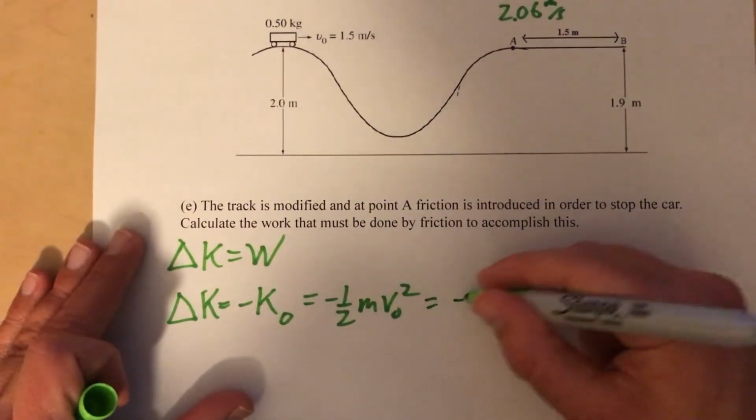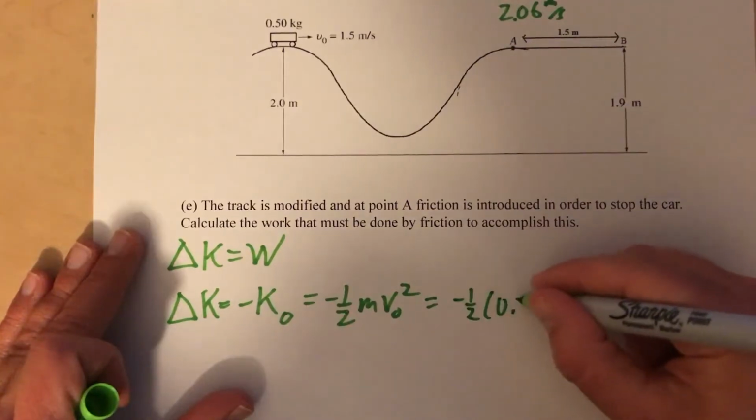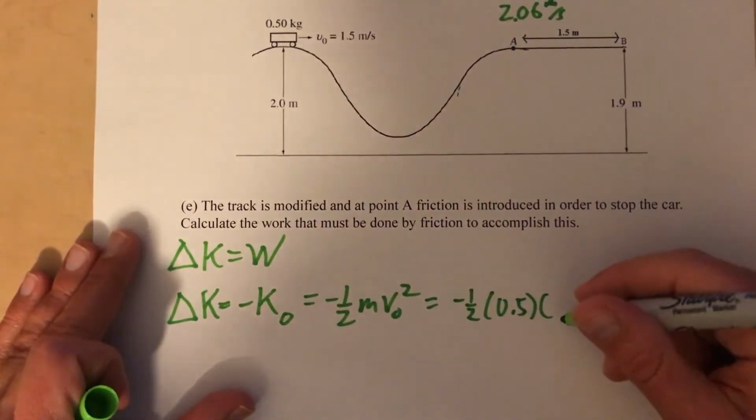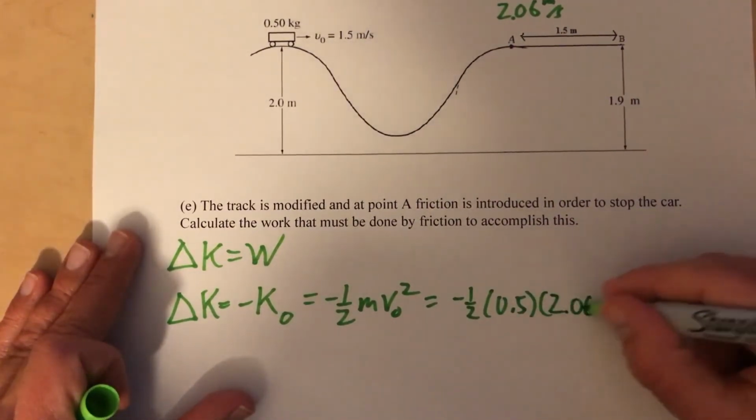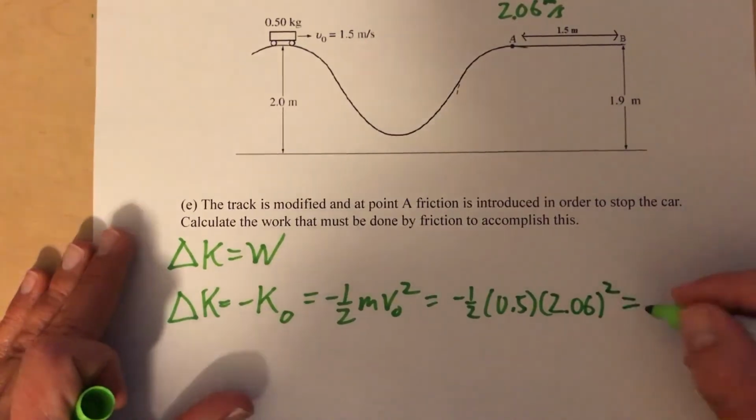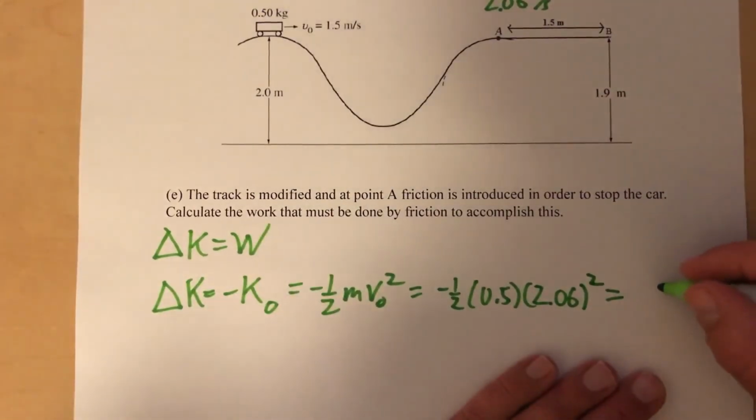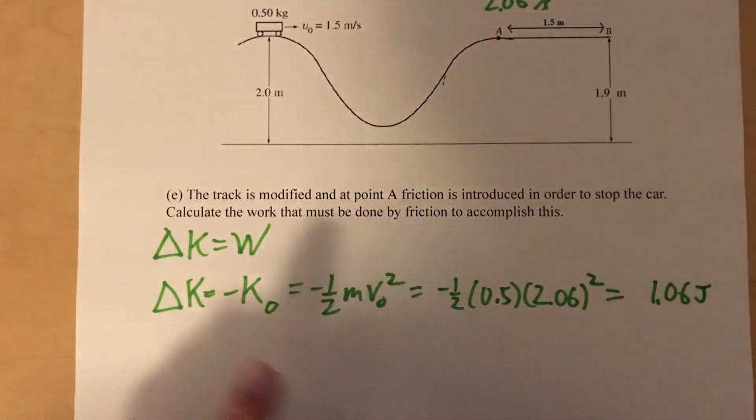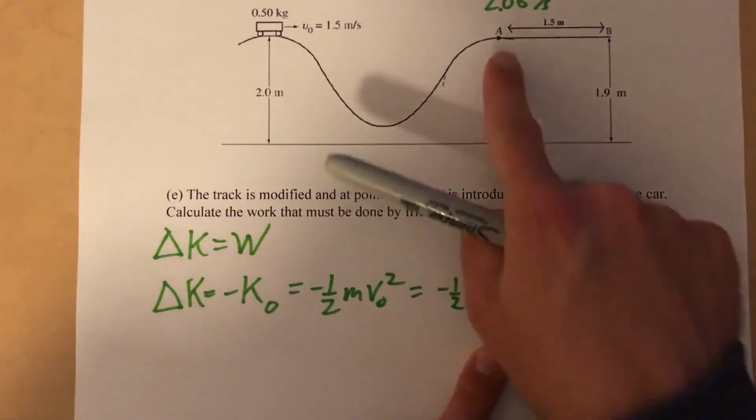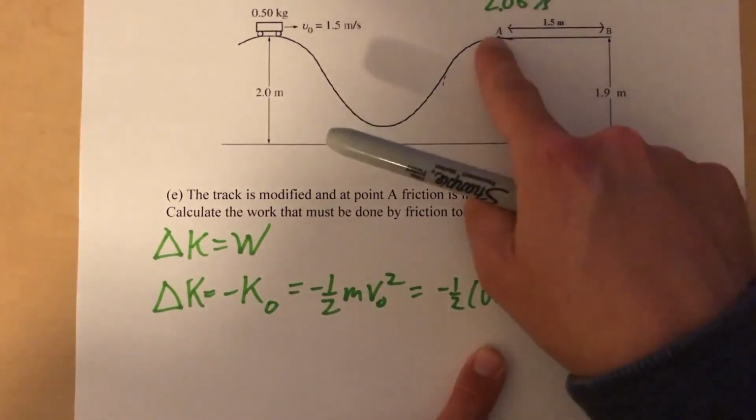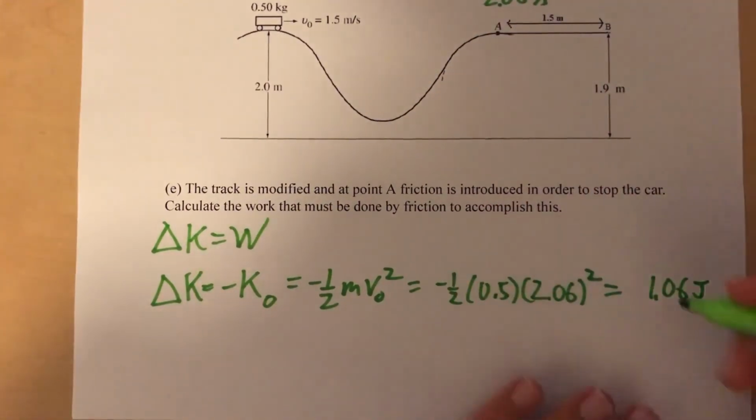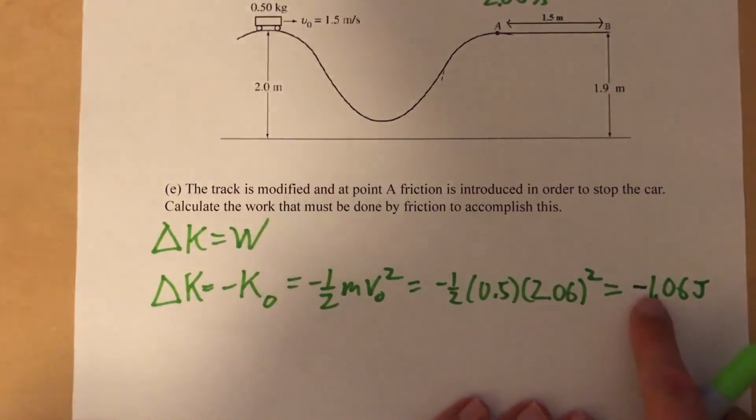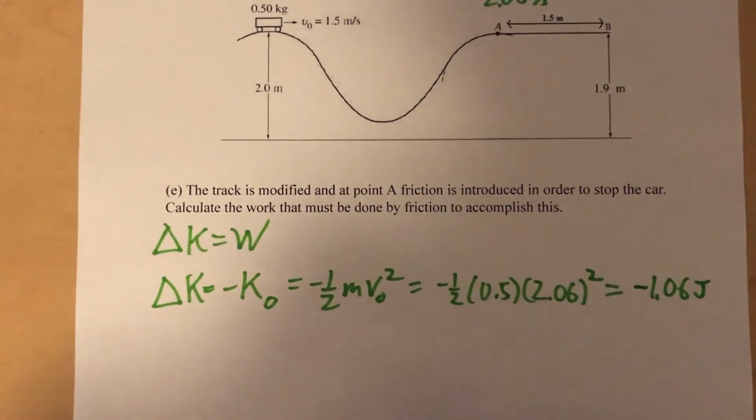And now we just plug in for there. So that'll be negative 0.5 times the initial velocity of 2.06. Square that, and you should get from there 1.06 joules is our initial kinetic energy here. That also means that's our loss of kinetic energy. That also is our work done, and I got to include that negative there because we lost that energy.